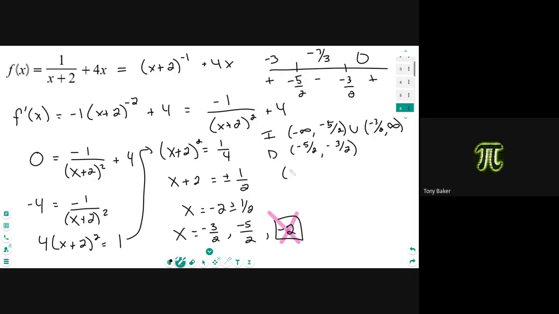So -5/2 and -3/2. What is -5/2? What is that? A minimum or a maximum? It's a max. -3/2. That is a minimum. Okay, find me the values of each of those.